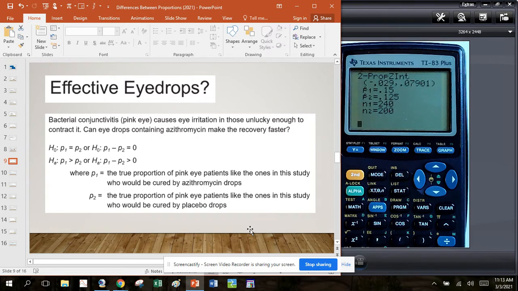Okay, so the first thing we want to do is set up our hypotheses. So we have our null right here, and we have our alternative right here. Remember, you can write it both ways. You can either say that for the null, for example, P1 is equal to P2, or you can specify it like this, where P1 minus P2 is equal to 0. You have to know how to write both ways and interpret both ways. Now, because we're trying to see if azithromycin makes the recovery faster, we're going to see if one's proportion is greater than the other one. And then don't forget, we need to also indicate what P1 and P2 both represent.